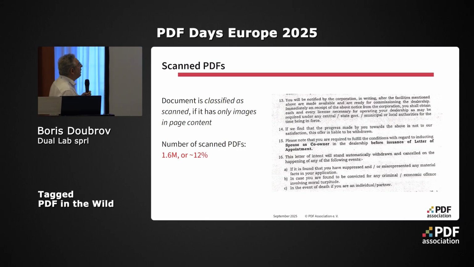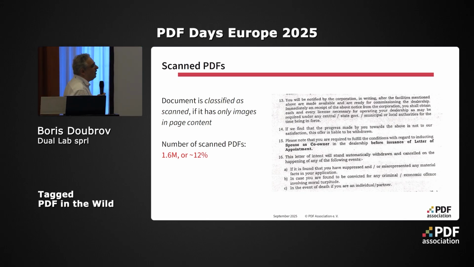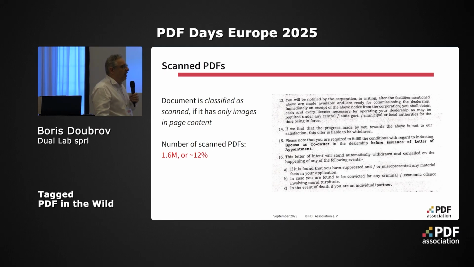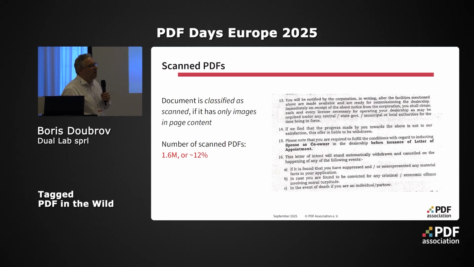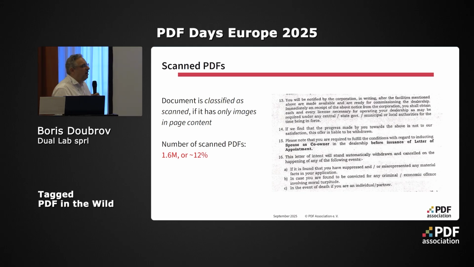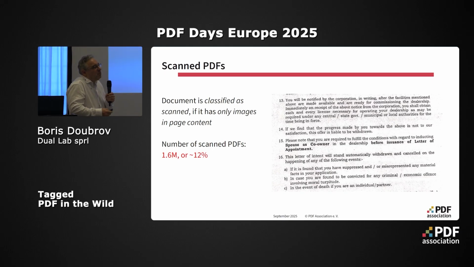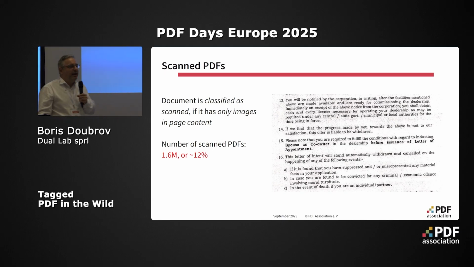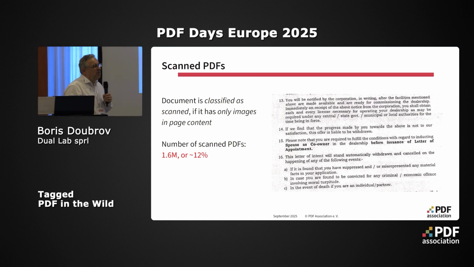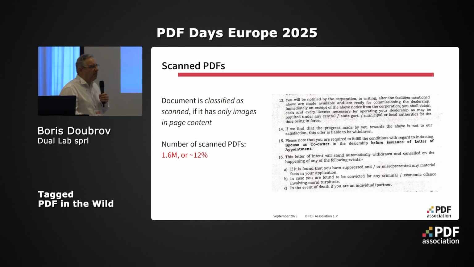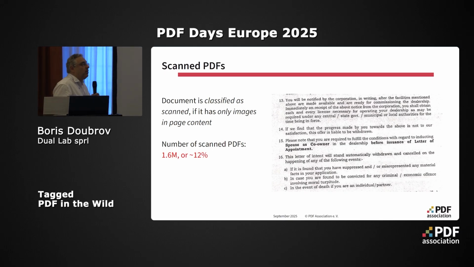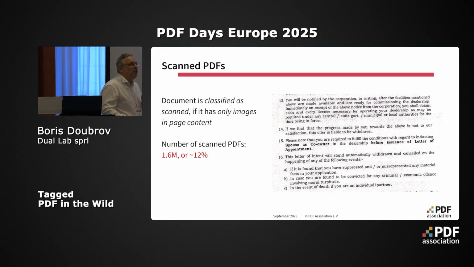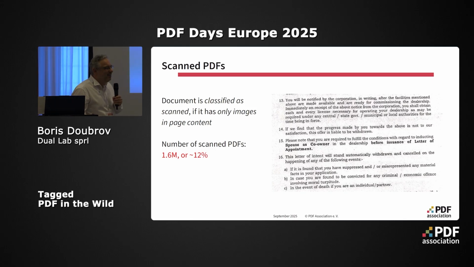And again, we have to be careful about the definition of scan, because you have to understand that this was analyzed in a purely machine manner, not a human classification. So we classified a document as a scan if it had only images in page contents, nothing else. So maybe there are more than just scans, maybe somebody just saved an image to PDF, but I guess in the majority of cases, these are just scanned PDFs. On the other hand, that's good news. So close to 90% of all PDFs are digitally born today.